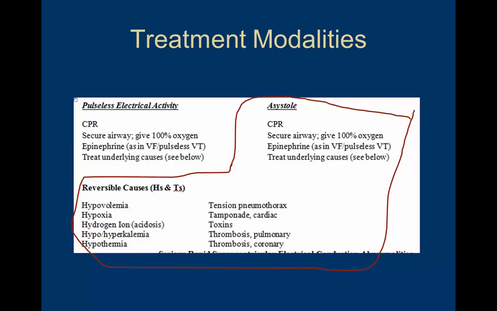Again, this is just showing you the document that hopefully you're referencing. If you have asystole, it is the same treatment as PEA, and you have to consider the reversible causes, the H's and the T's.